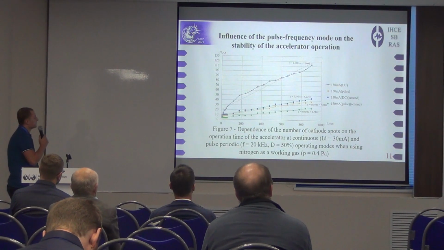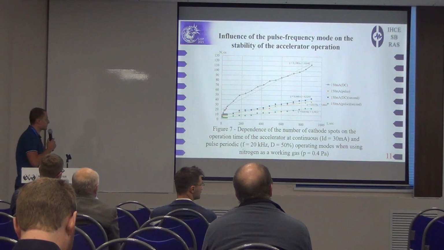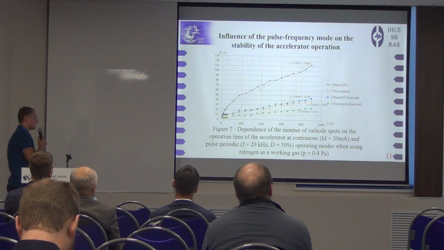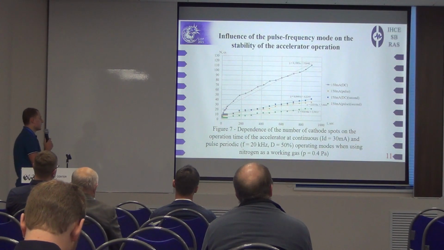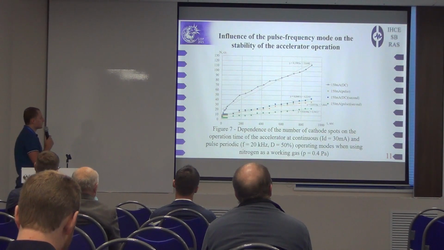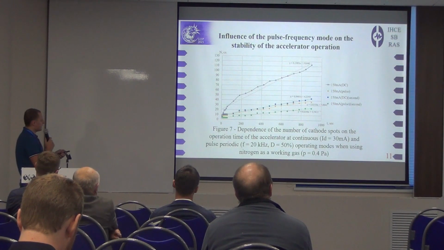The next study was to investigate the influence of the pulse frequency mode on the stability of the accelerator operation. On figure 7, you can see the dependence of the number of cathode spots on the operation time of the accelerator in continuous and pulse modes, using nitrogen as working gas. If you compare the blue and green graphs, you can see that the green graph, which corresponds to the pulse frequency mode, is below, and the number of cathode spots is lower in the pulse periodic mode.